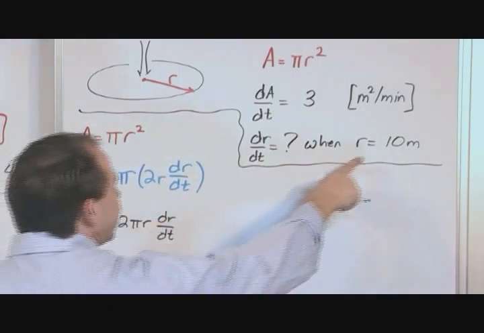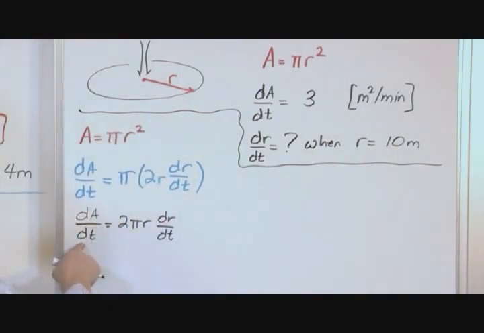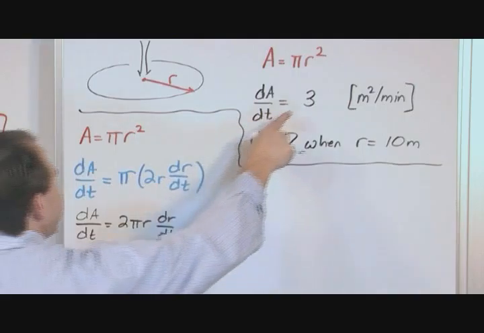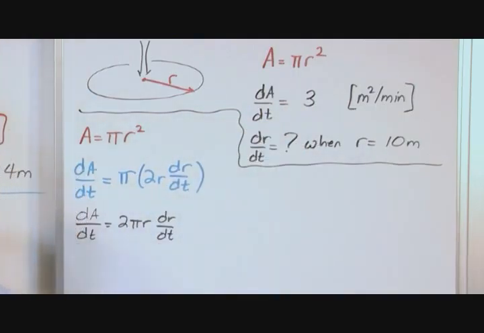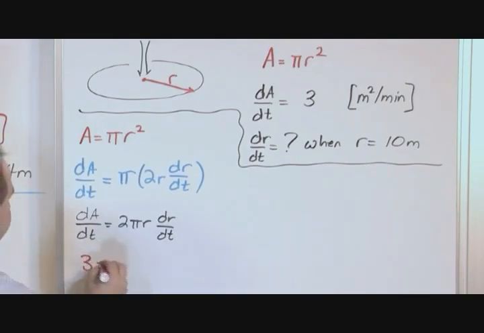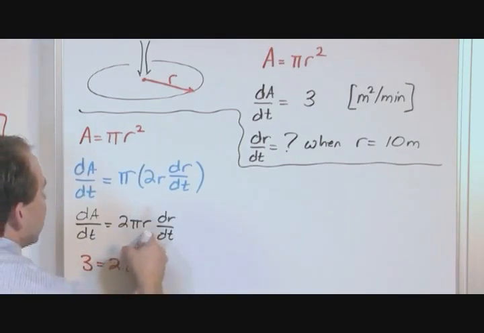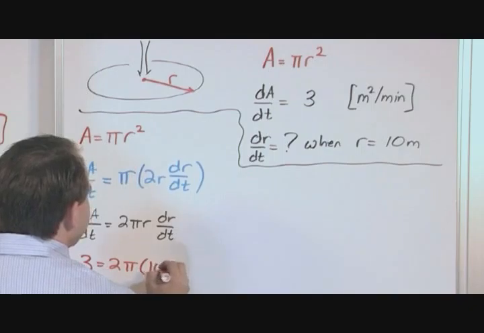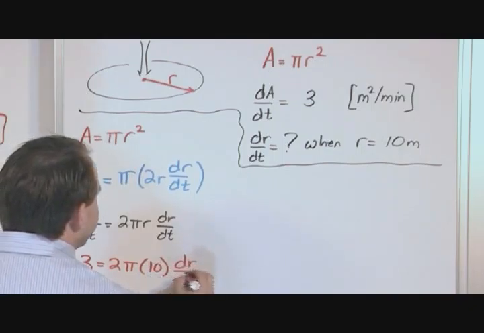The radius I'm given at 10 meters. dA/dt, the rate of change of the area I'm given, and everything else is a constant. So actually I know everything. dA/dt, the rate of change of the area is 3. 2 pi, the radius that I'm looking at is 10 meters, and I'm trying to find dr/dt.